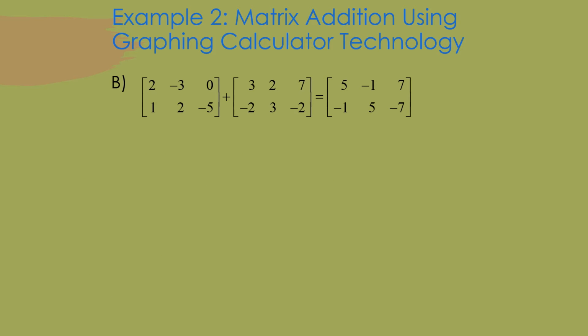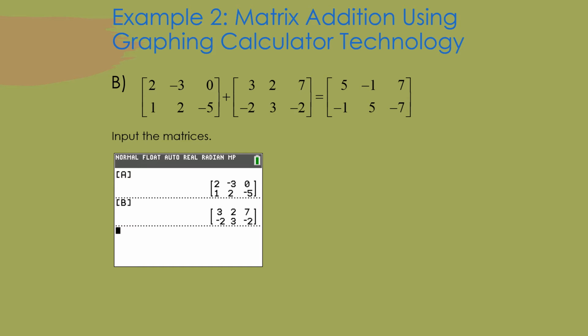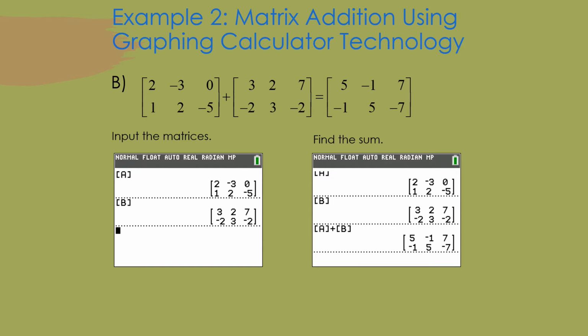In this case, you can easily add the two matrices. You can add the two matrices using a graphing calculator also. So in this case, you have to enter the first two matrices A and B. Then as usual, you add A plus B. That will give you 5, negative 1, 7, negative 1, 5, negative 7. We can use the graphing calculator to get the addition or subtraction.